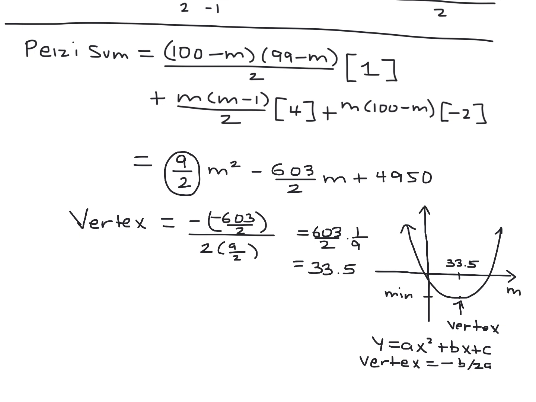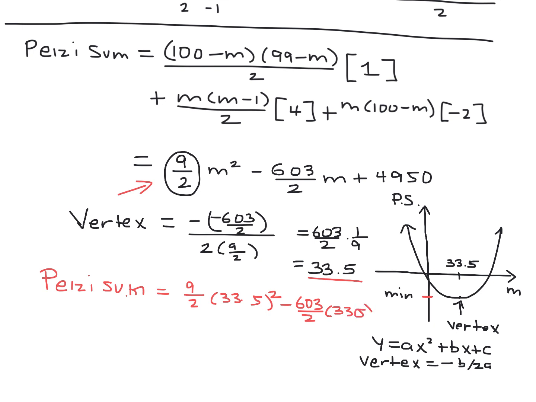And then the Paisley sum, which is this axis, PS for Paisley sum, which is this value right here, we would have to plug this 33.5 into this equation. All right, so Paisley sum, and remember this is the minimum Paisley sum, which is what we want. Plug this into there, so it would be 9 over 2 times 33.5 squared minus 603 over 2 times 33.5 plus 4950. And then when you crunch out these numbers, you get a nice integer value of -99.